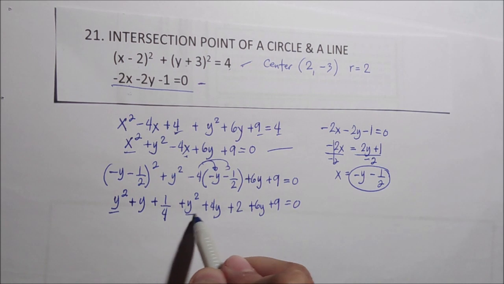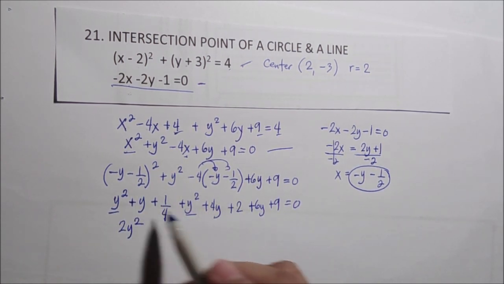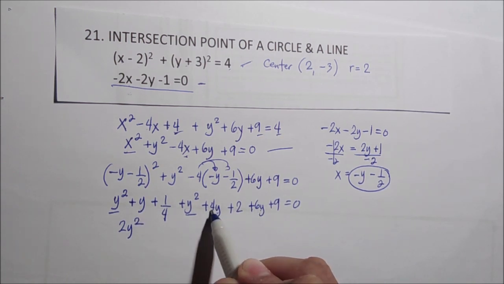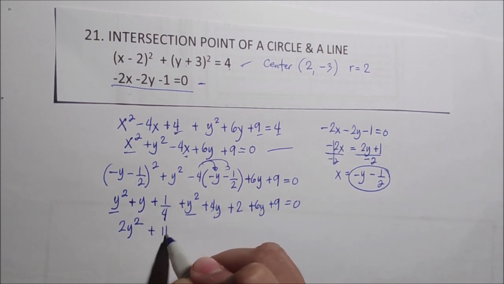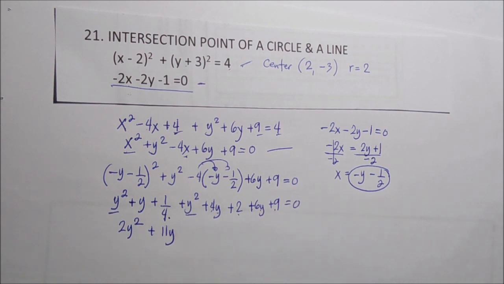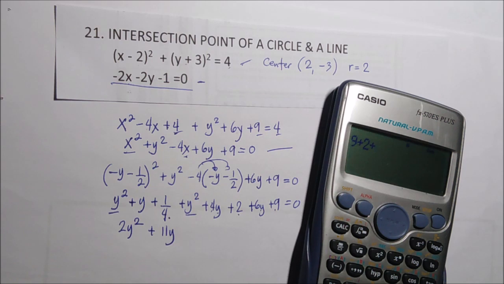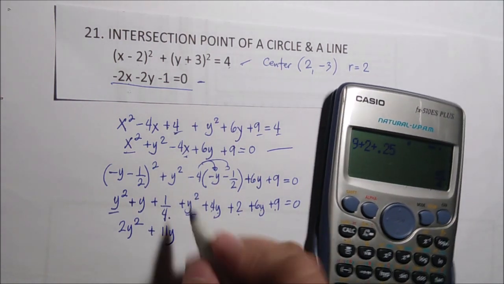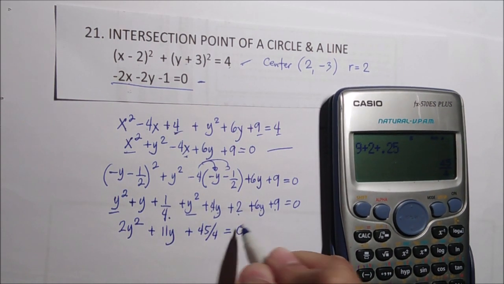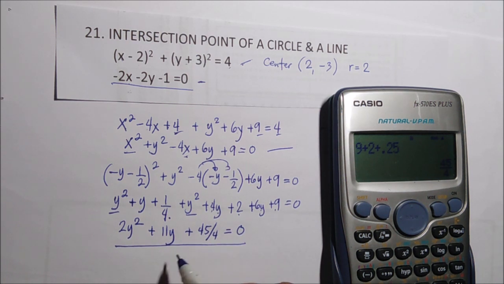You have y², 2y². We have y, and then y. So 6 plus 4, that is 10, plus 1, 11, plus 11y. And then for the constants we have 1/4, 2 and 9. 9 plus 2 plus 1/4, 0.25, we have 45 over 4. 45 over 4 is equal to 0. Now we have a quadratic equation, and let's solve for the value of the roots.